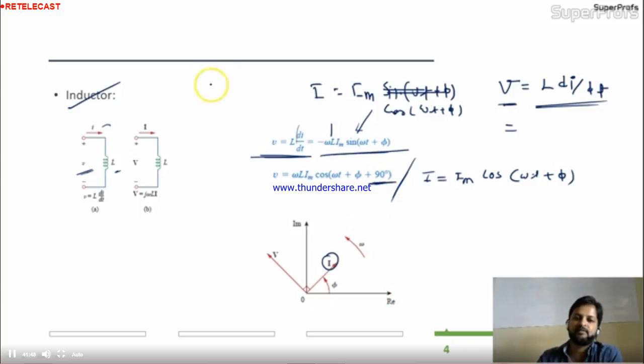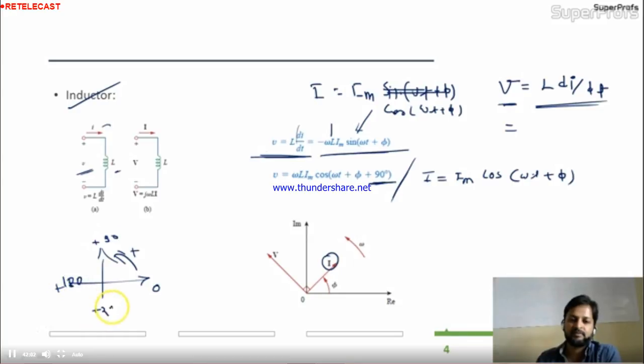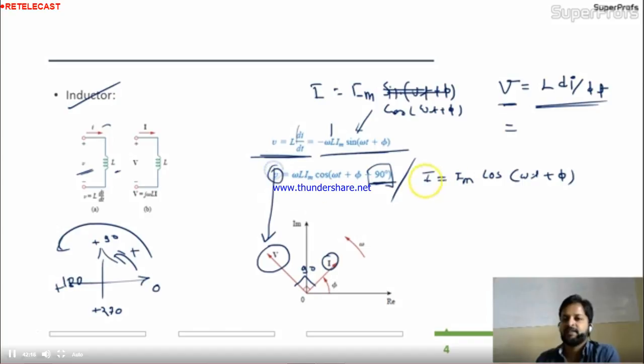Plus means anti-clockwise always. If this is the reference 0, this way we are getting plus. This is plus 90, this is plus 180, plus 270, like this. So this is the anti-clockwise direction. So we need the positive 90. Positive 90 we are getting over here. So here is the V, voltage. Voltage and current in an inductor have a phase difference of 90 degrees.